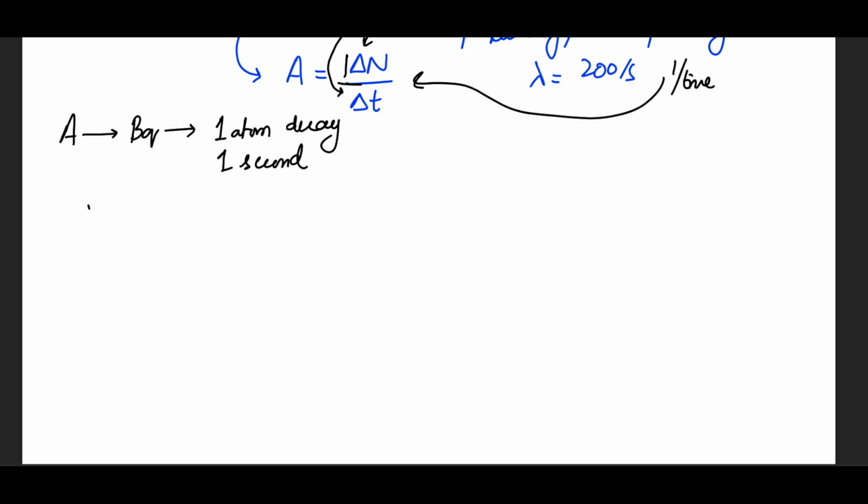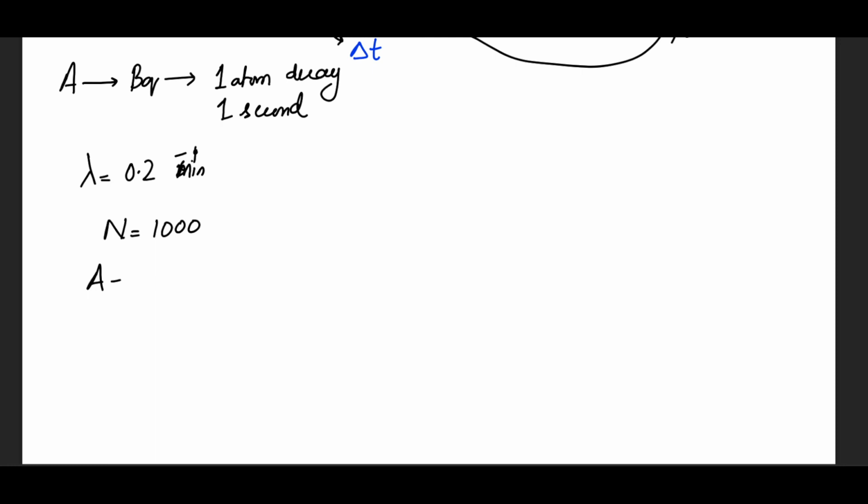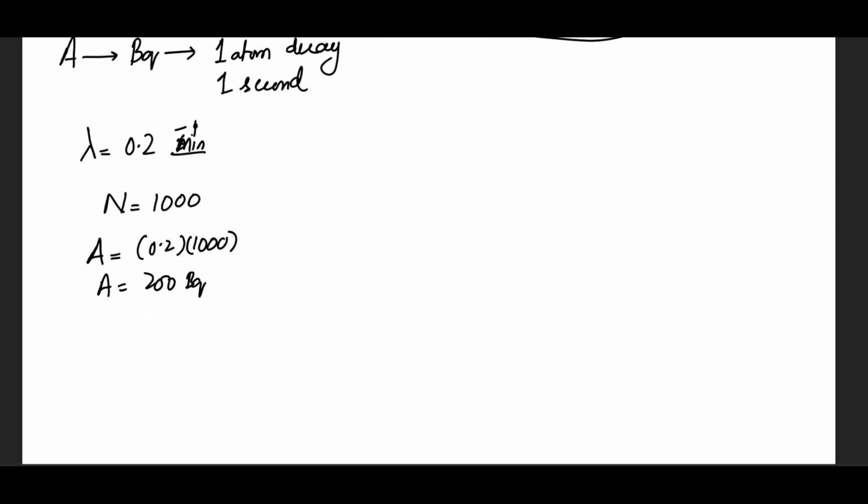For example, let's say that lambda for a certain radiation is 0.2, right? It's 0.2 per second, or let's say it is per minute, okay? And the current number of atoms in the sample is 1000. So if you find the activity, that would be 0.2 multiplied by 1000, that would come out as 200 becquerel. What does that mean? It means that in 1 minute, 200 atoms would have decayed and left the sample after radiation.